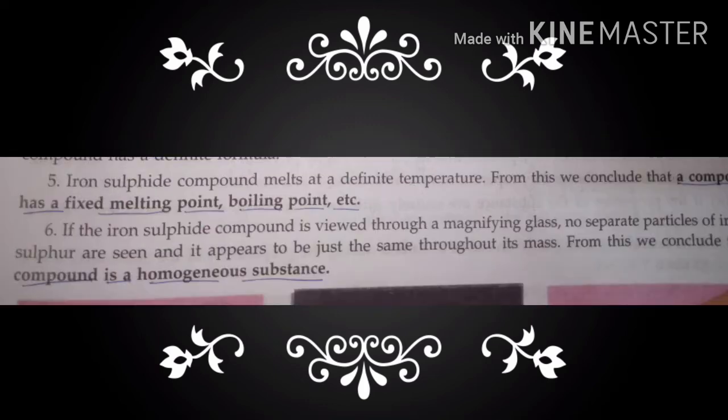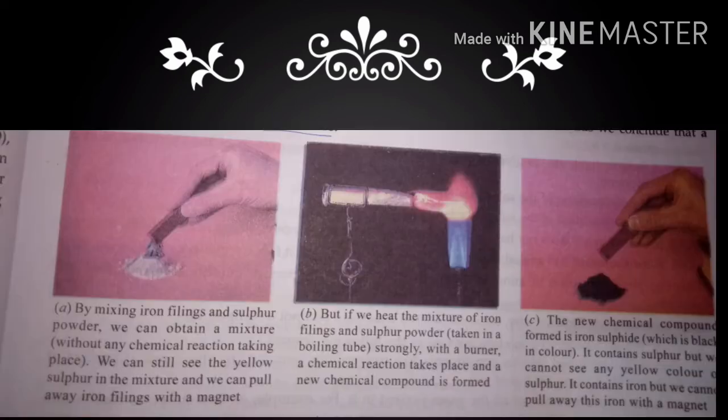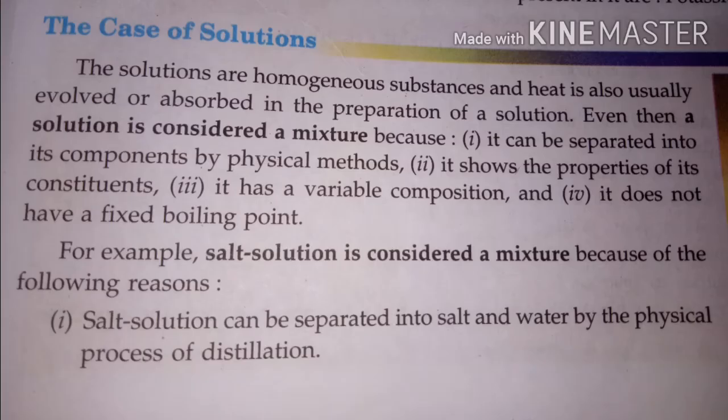The fifth one: a compound has a fixed melting and boiling point. Like the iron sulfide compound melts at a definite temperature. The sixth one: a compound is a homogeneous substance. I already explained homogeneous substances in the previous class. Now here we'll discuss the case of solutions.